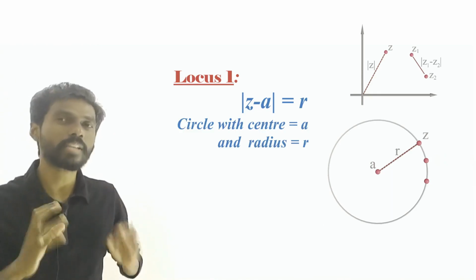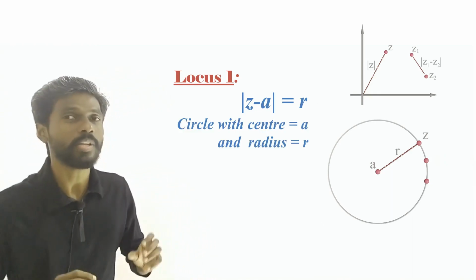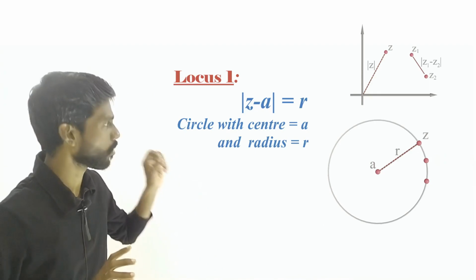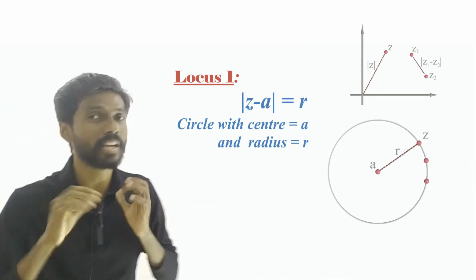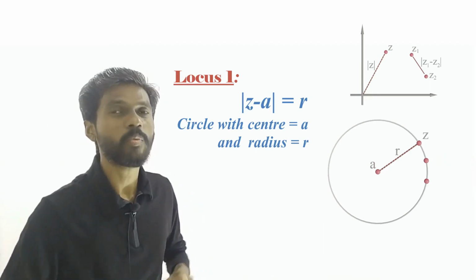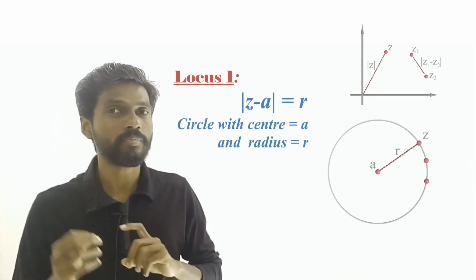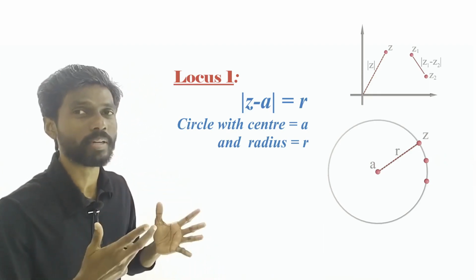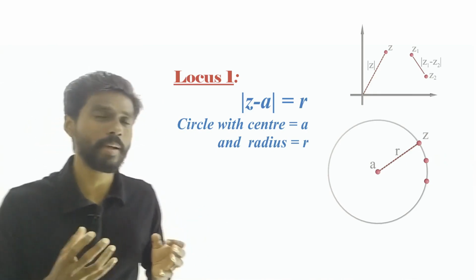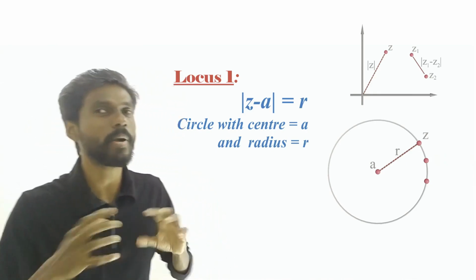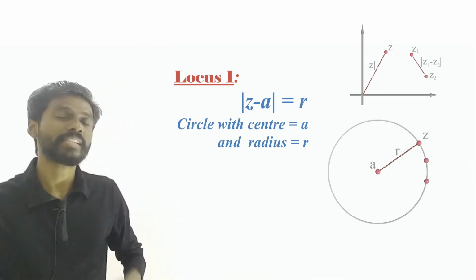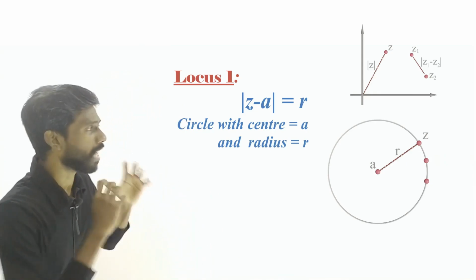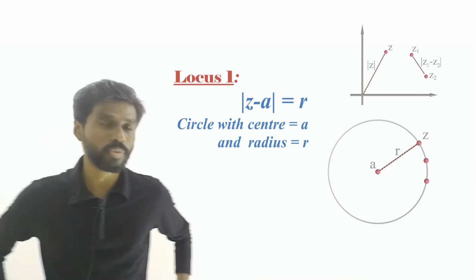So this is the first equation of locus we have to remember, the most important locus of all. Modulus of z minus a equal to r is the equation of a circle with center a and radius r. Here a can be a complex number. For example, if a is 3 plus 2i, that means the point (3, 2), that is the center, and r is the radius.